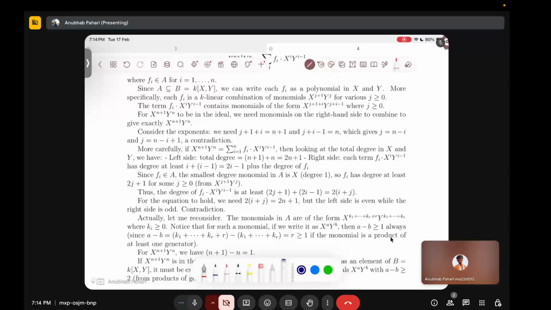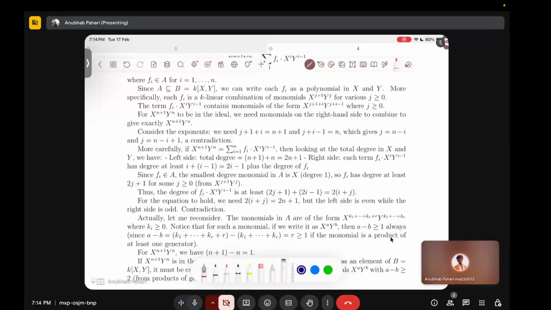And more carefully, if x^(n+1) y^n equals a summation of this form, then looking at the total degree in x and y, on the left side the total degree equals 2n+1, which is (n+1)+n, and on the right side each term has degree at least 2i-1, plus the degree of f_i.